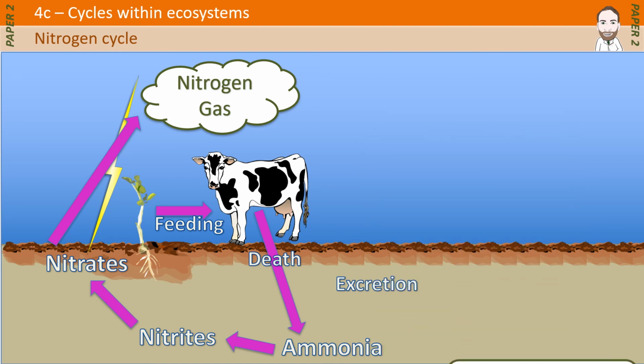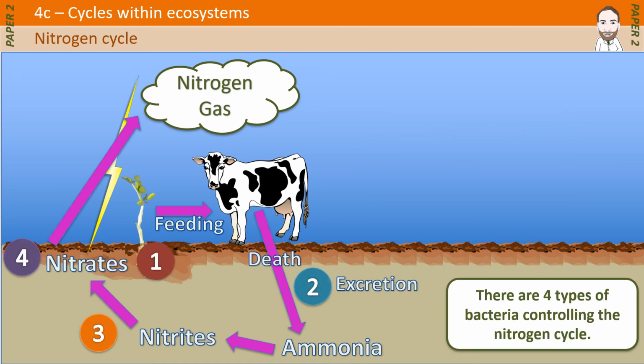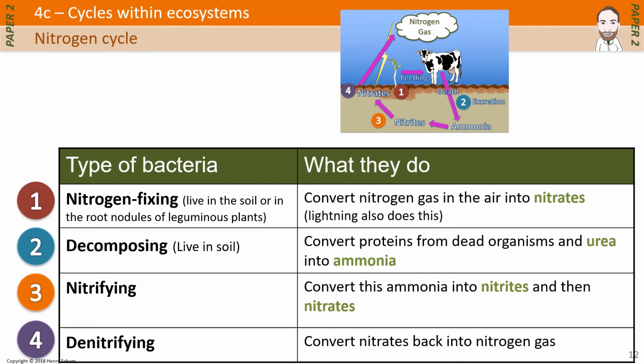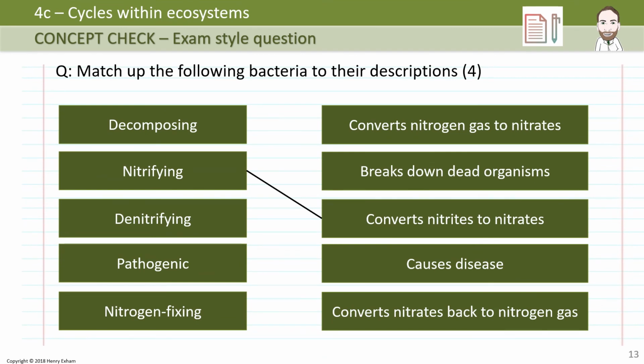Can you name all 4 bacteria at different stages? These are the 4 types of bacteria found at the different stages. So we have stage 1, nitrogen fixing, stage 2, decomposing, stage 3, nitrifying, and stage 4, denitrifying. Look at the different types of bacteria and see if you can match each one up to its function. The answers are on the next page. Have a go.